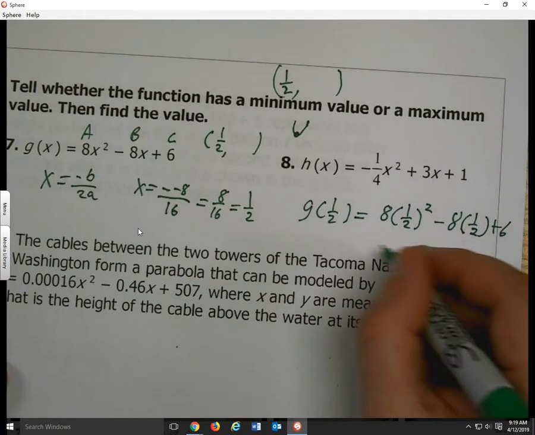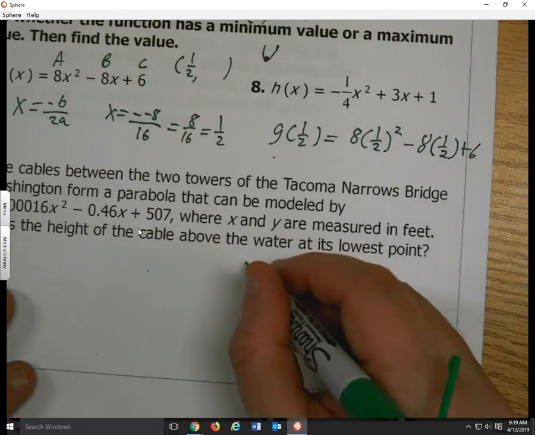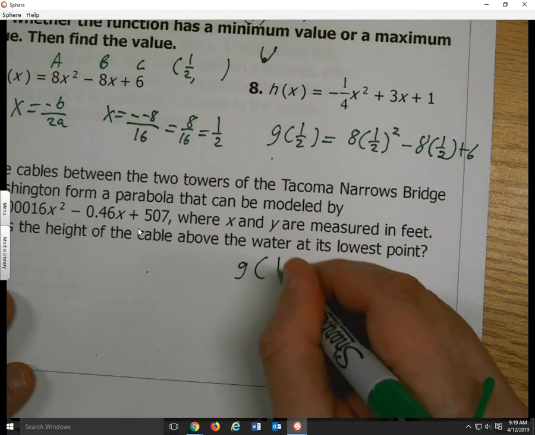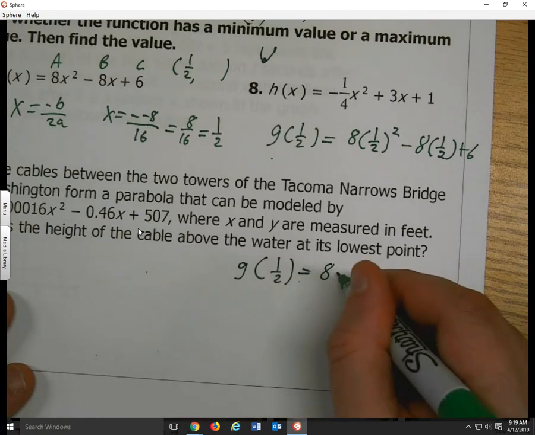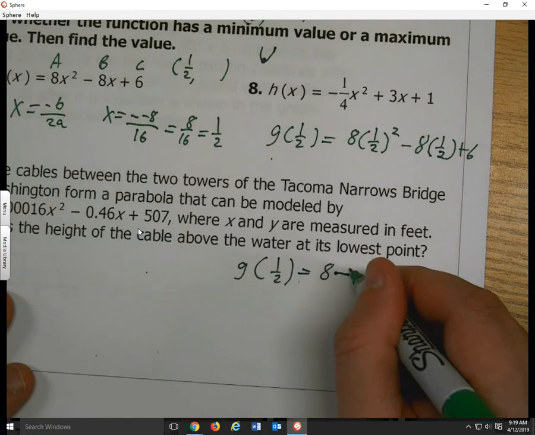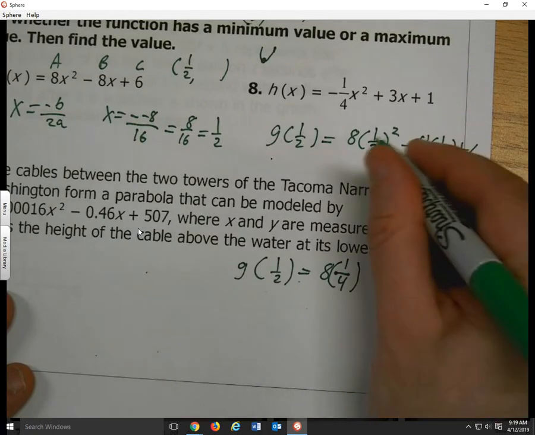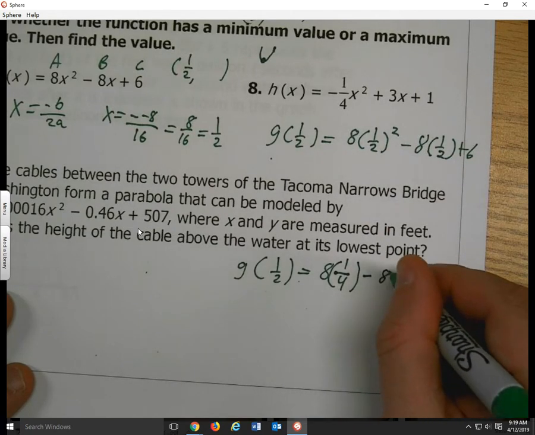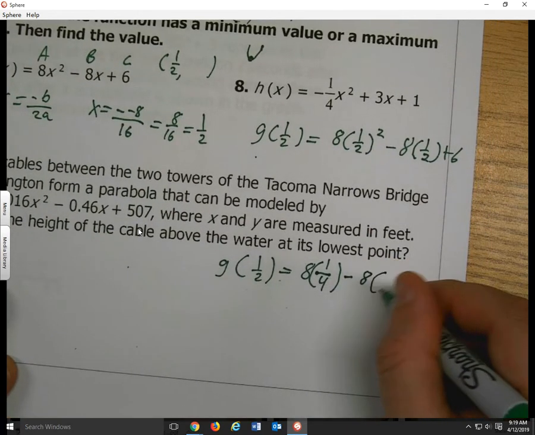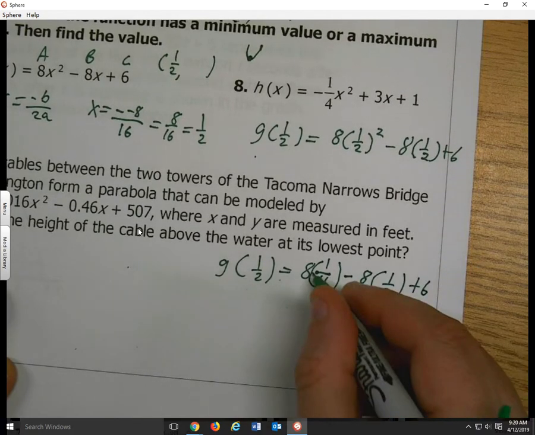We square first, right? So I'll just go down here a little bit. Give myself some more room. g of half, we're inputting a half, equals 8 times 1 over 4. You square 1, you get a 1. You square 2, you get a 4. Minus 8 times half plus 6.